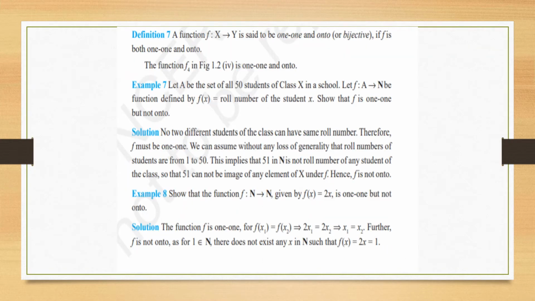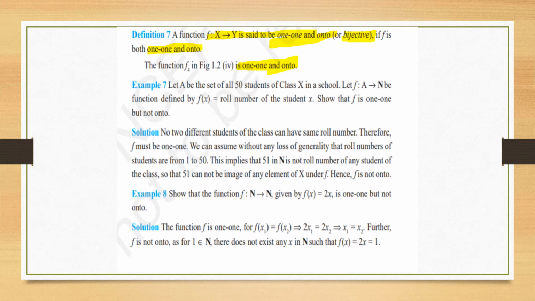Then comes the bijective. Bijective means a mapping f from x to y is said to be 1-1 and onto. If it is both 1-1 and onto, then it is called bijective. So your f4 was depicting the example of a function that is both 1-1 and onto, right?